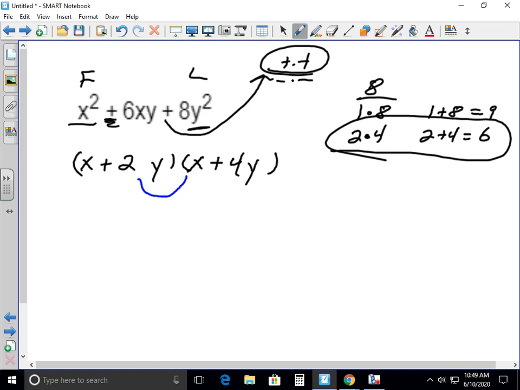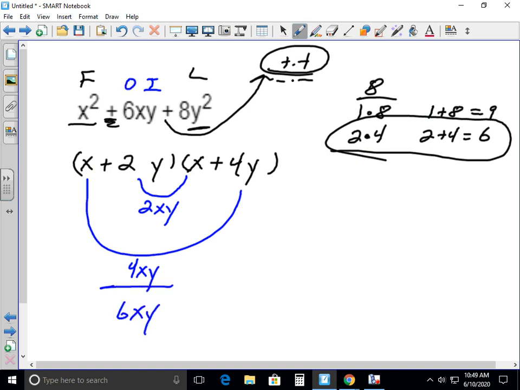Notice that the inner product, 2y times x, is just 2yx, or we could call it 2xy. And the outer product, x times 4y, we could just call that 4xy. 2xy plus 4xy is 6xy, which is what we needed in the middle. So this is the correct factorization.